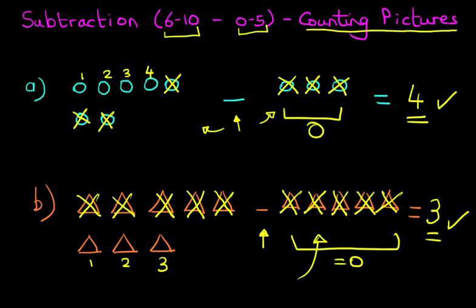Okay, so that is subtraction of numbers 6 to 10 and 0 to 5 using the counting pictures method. It's very simple.